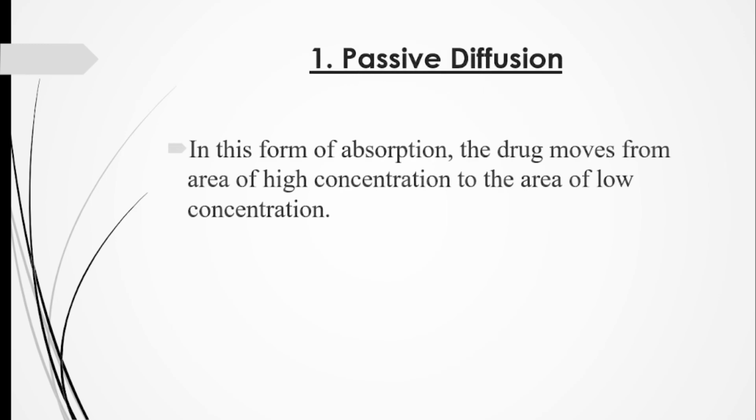In this form of absorption, the drug moves from the area of high concentration to the area of low concentration. Most of the drugs are absorbed by this passive diffusion, which is the movement of the drug from area of high concentration to the area of low concentration. This process does not involve a carrier protein. It does not require any energy. Many of the drugs get absorbed through passive diffusion.